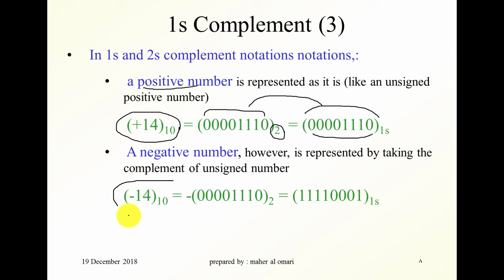Negative 14, okay, which is negative, and this is the binary number, okay, we take the ones complement. We invert each bit. So this number is a negative 14 in ones complement.